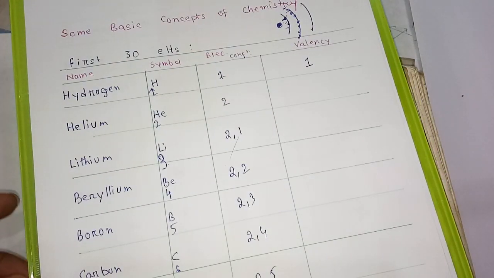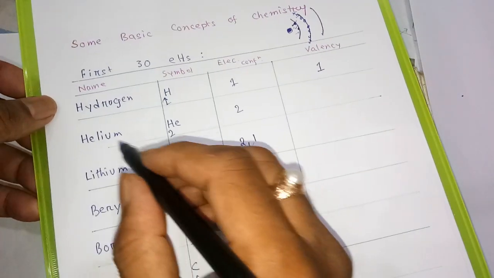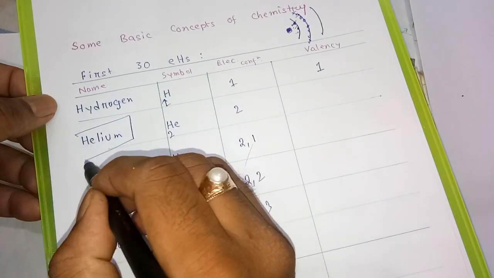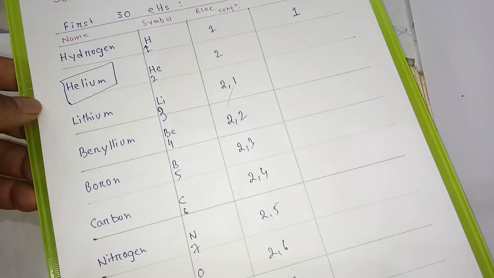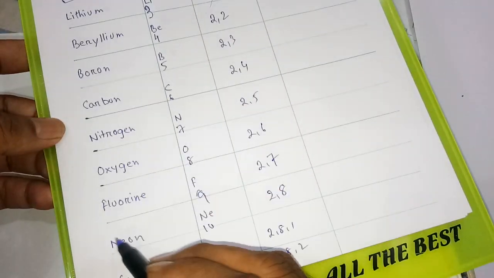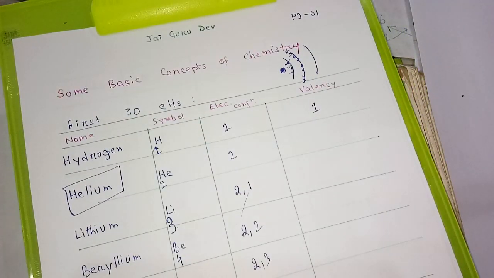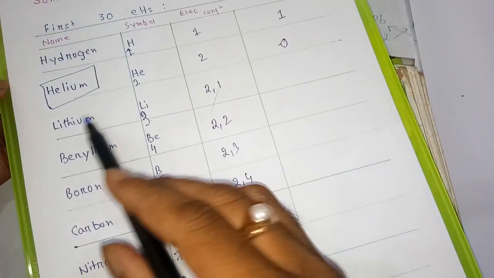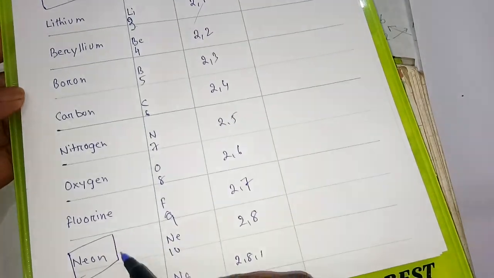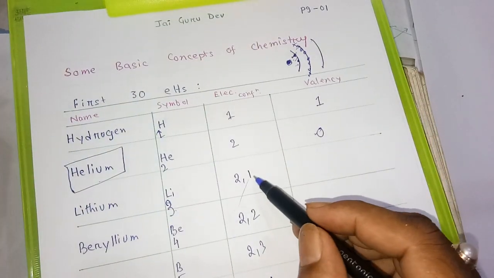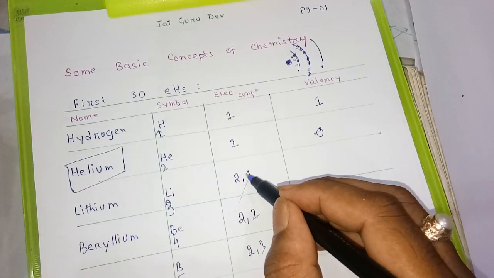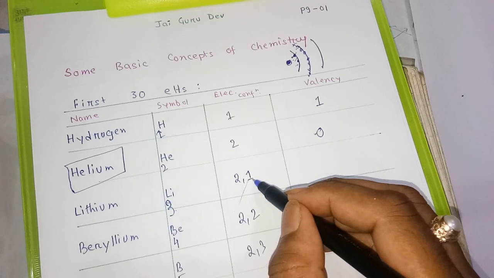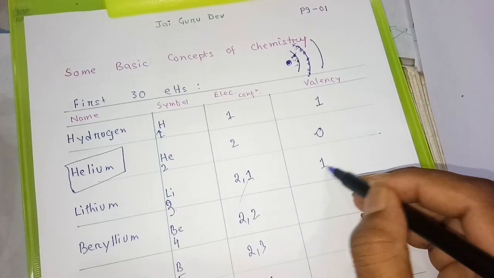Now student, we require to know about their valency. One point, student, remember, helium is a noble gas and neon is a noble gas. The noble gases are, we know, helium, neon, argon, krypton, xenon. For noble gases, their valency is 0. Helium and neon are noble gases, their valency becomes 0. Now 1 electron in the outermost shell gives its valency as 1.